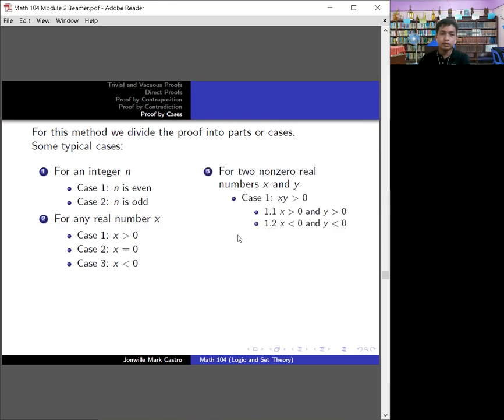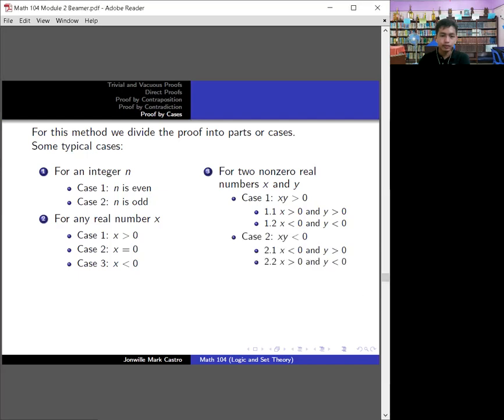If you have two non-zero real numbers, x and y, case 1: x times y is positive. So, we have subcases. It can be x is positive and y is positive, so when we multiply them, it is positive. Or, x is negative and y is negative. So, negative times negative is positive.